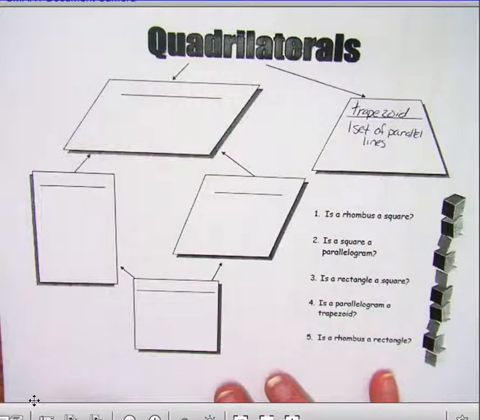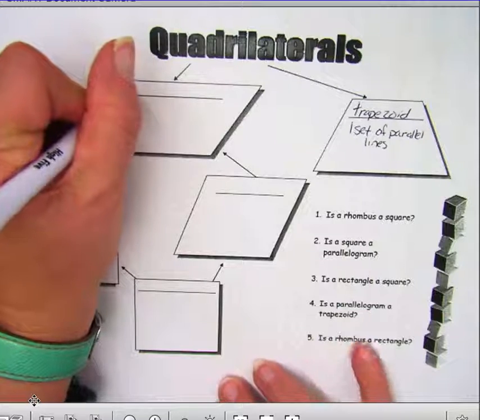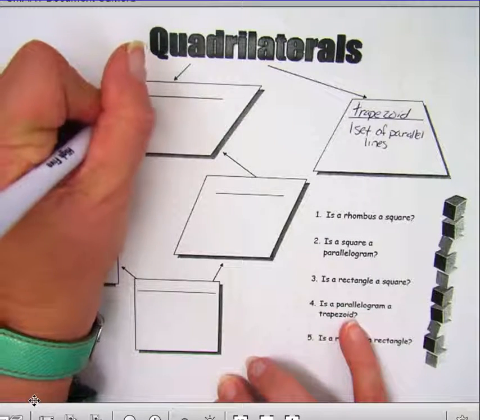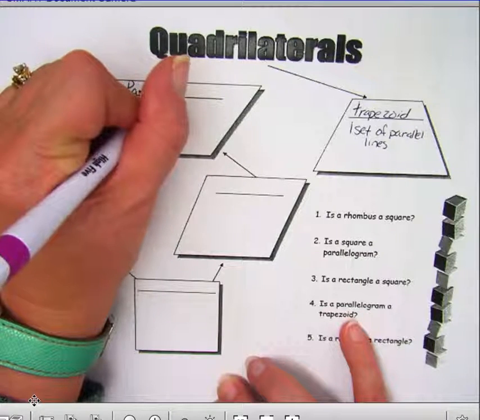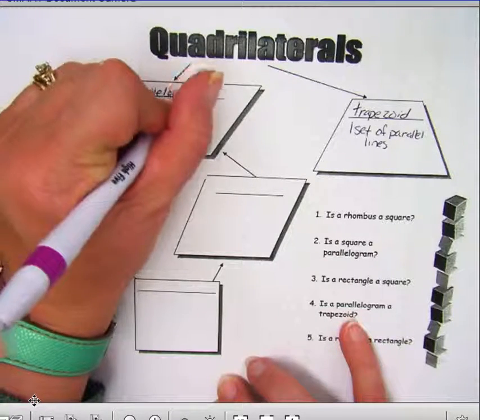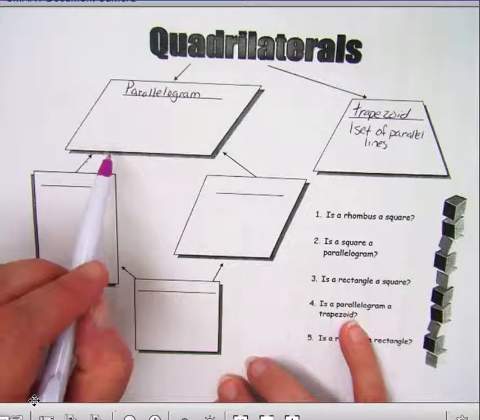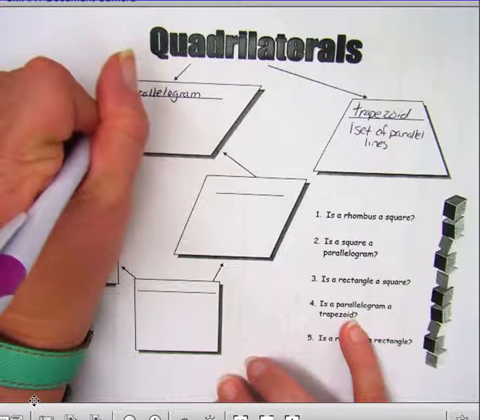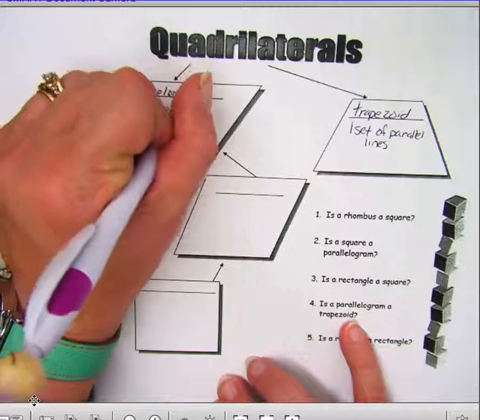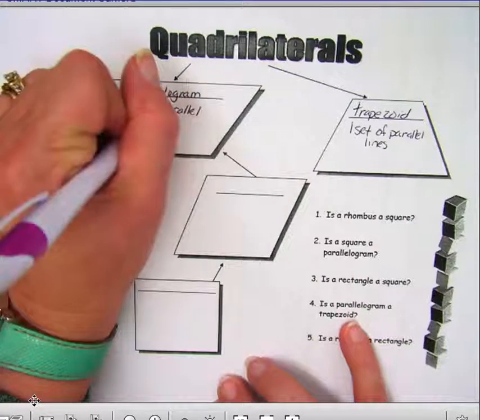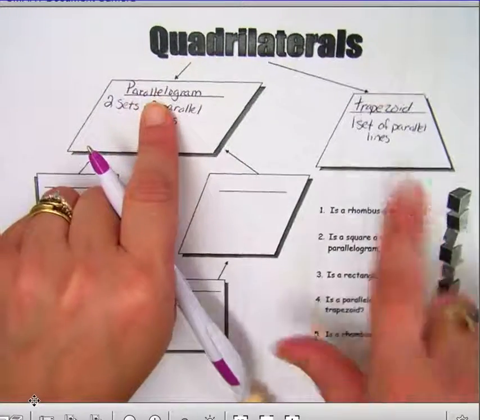All right. The next part for quadrilaterals is a parallelogram. And if you have a parallelogram, that is pretty much saying, I'm sorry, I'm getting myself, that's got to have two sets of parallel lines. All right. So that's the difference. This is two sets, this is one set.